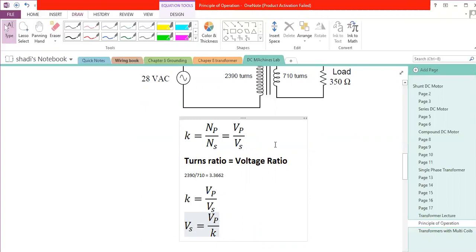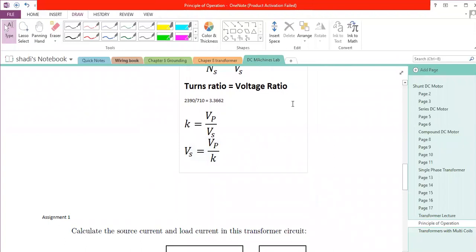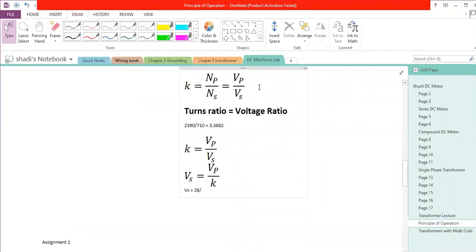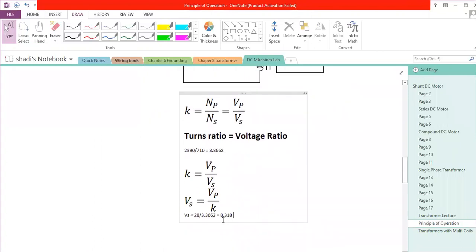So in this case, I can figure out the voltage which will be generated at the secondary. V secondary equals V primary, which is 28 volt, over the turns ratio, which is 3.36, and this is equal to 8.318 volt. So the voltage of the secondary will be 8.318 volt.